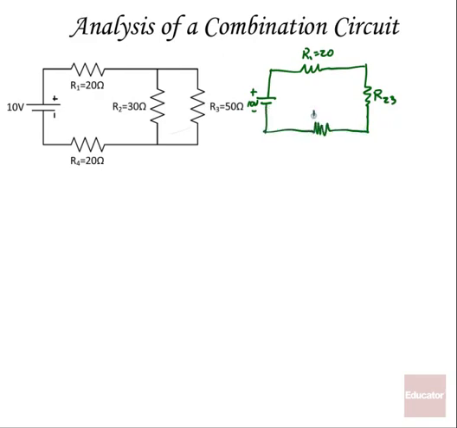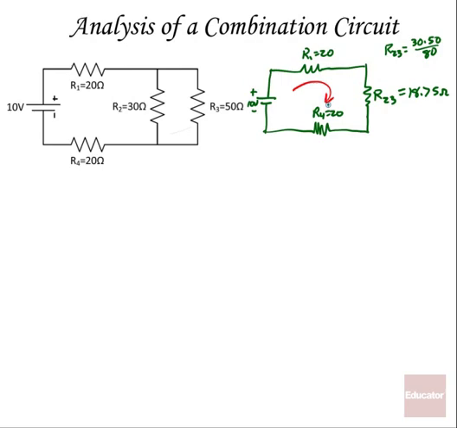And we've still got R4 down here, which is 20 ohms. Well, to find out R23, since it's in parallel, is going to be R2 times R3 over R2 plus R3, 30 times 50 over 30 plus 50, which is 1500 over 80, that's going to be about 18.75 ohms. That's a much easier circuit to analyze. Have current flowing in that direction.